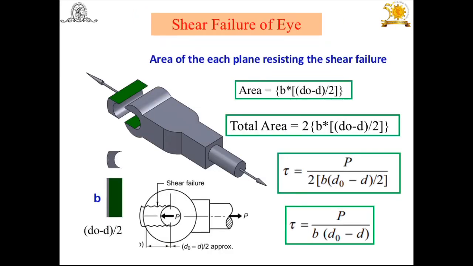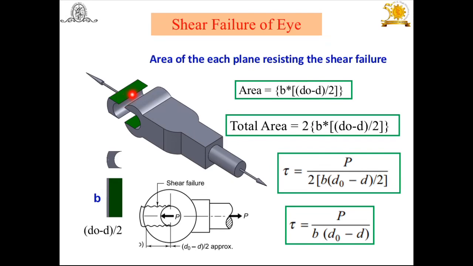Then next is the failure of the eye by shear. Because of this tensile axial force, the shear failure of the eye is going to occur here. Look at this. This is the shear area. Shear failure of the eye occurs in two planes, this plane on the top side and the bottom side. Look at this bottom side shearing which occurs here, top as well as the bottom. So we have to consider two shear areas.